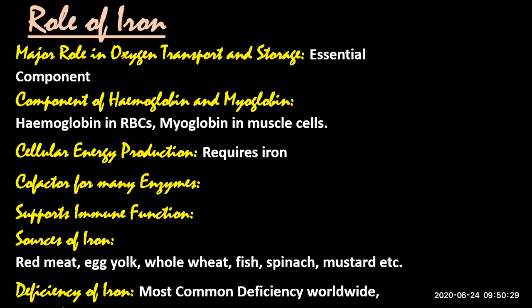Hemoglobin is also a protein, a globular protein, and myoglobin is also a globular protein. The word globin is telling us that it is a globular, round protein. I have already told you about hemoglobin, and myoglobin too.